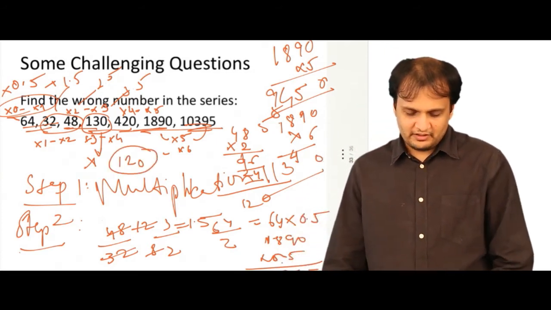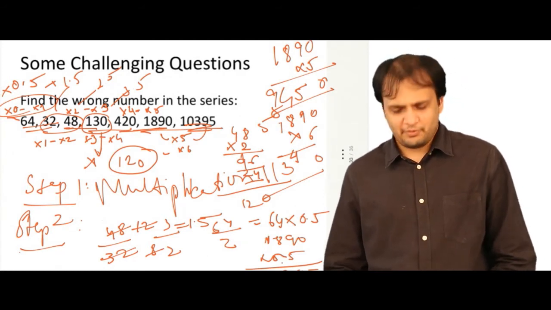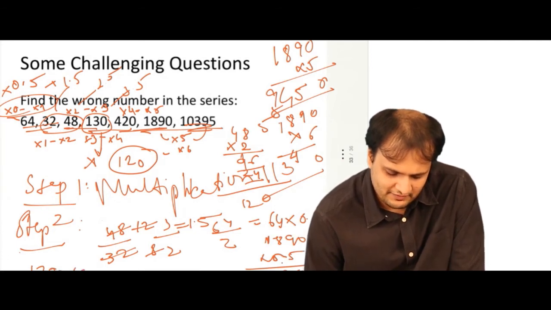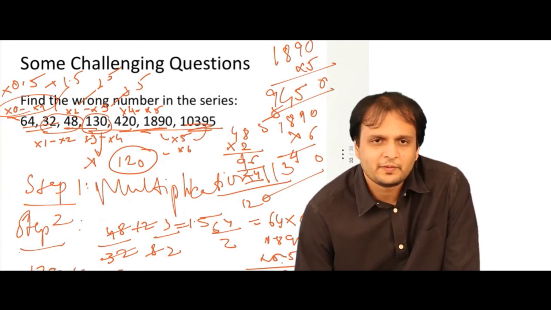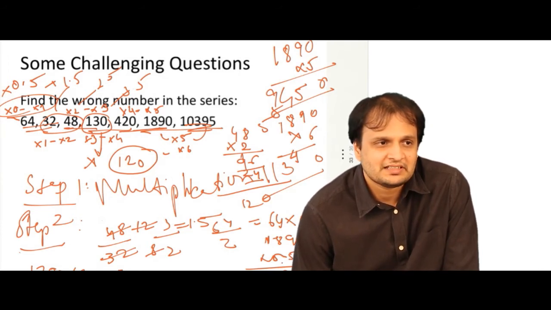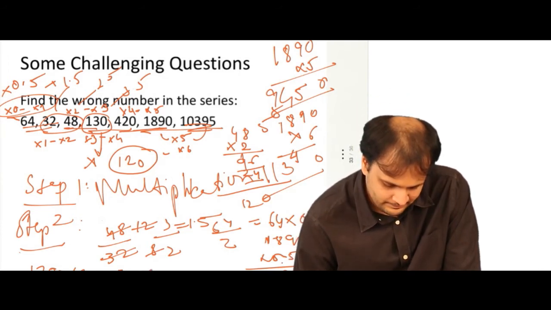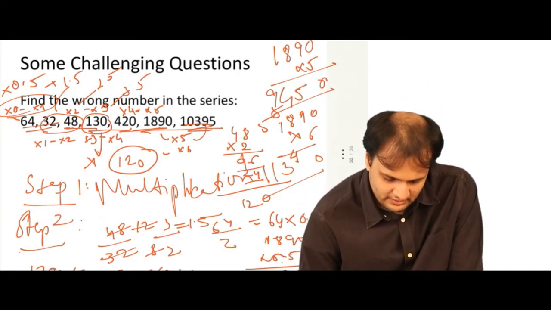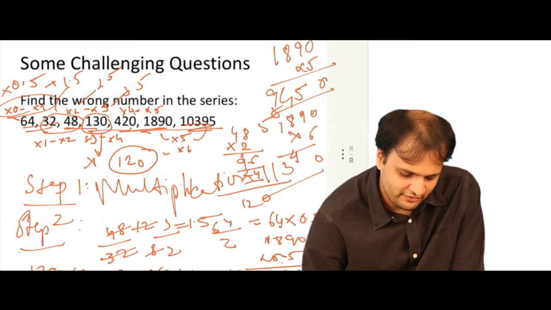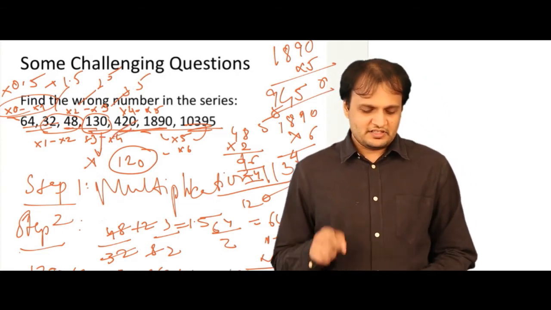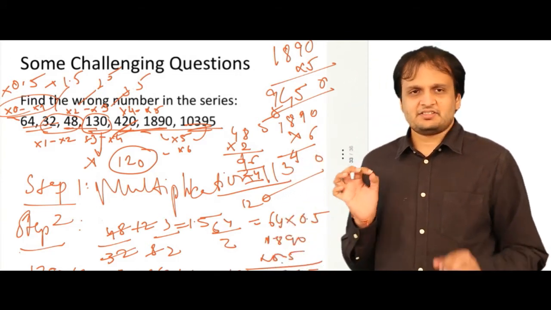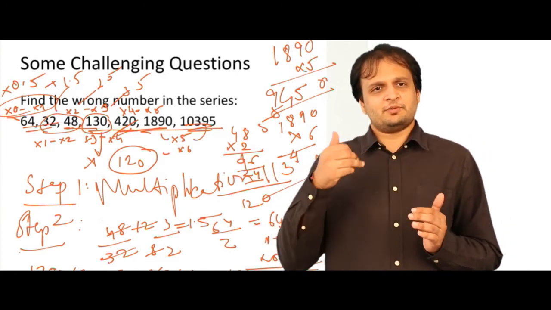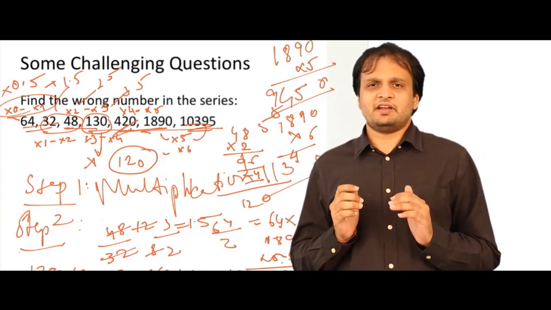If you want, you can check further. What is the next number? Should be 120 into 3.5. So let's multiply. How will you do 120 into 3.5? First you multiply by 3, then we will multiply by 0.5. So what is 120 into 3? 360. And 120 into 0.5 means half. That is 60. So 360 plus 60 is 420. See, we want 420. So this is right. So which is the number which gave us the problem? It's 130. Instead of that, the right answer should have been 120. Is this clear? So 64 into 0.5, 32 into 1.5, 48 into 2.5, 130 into 3.5.